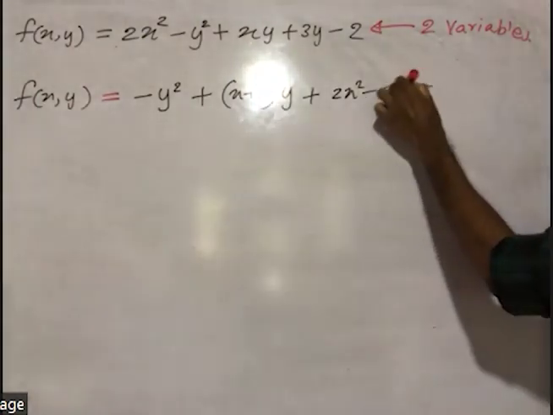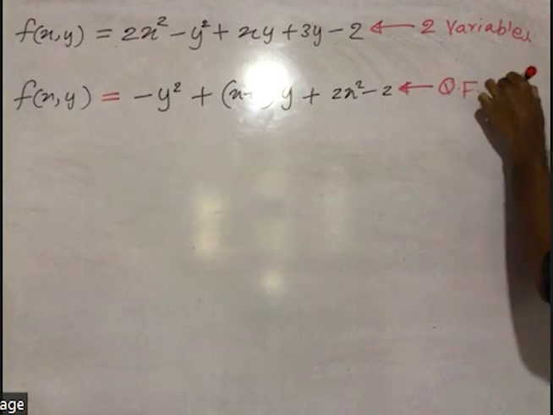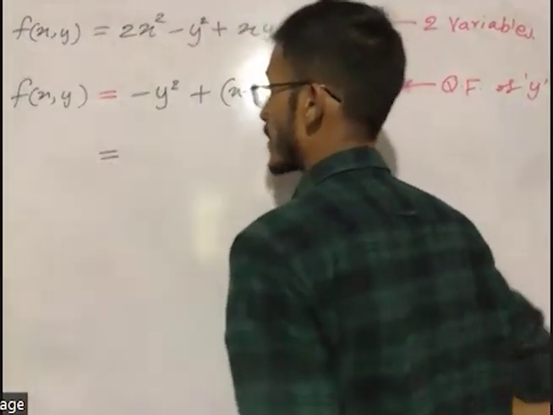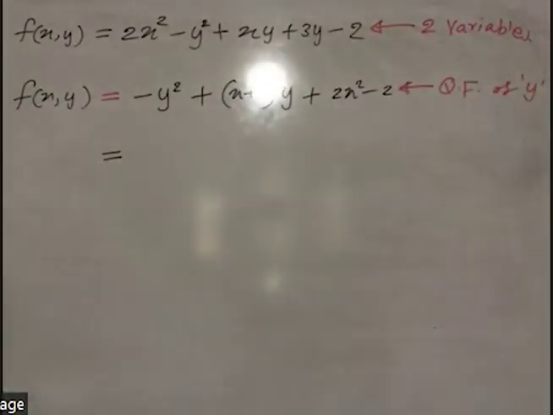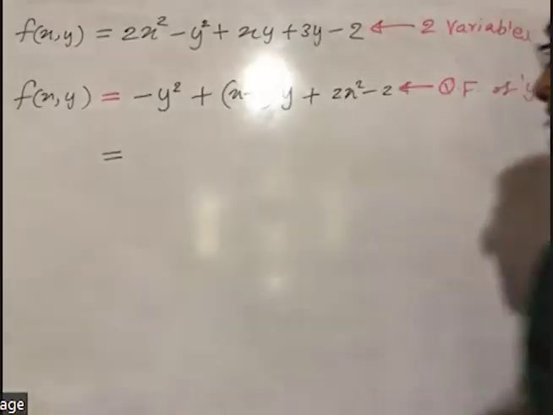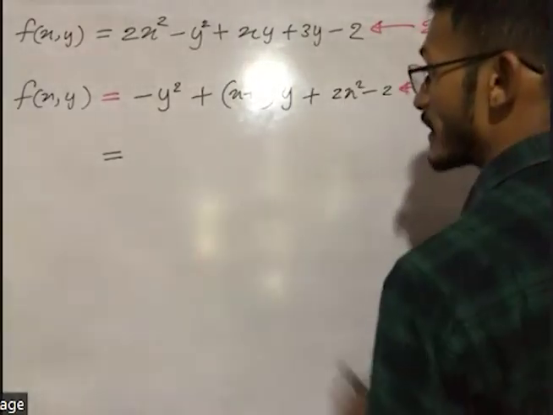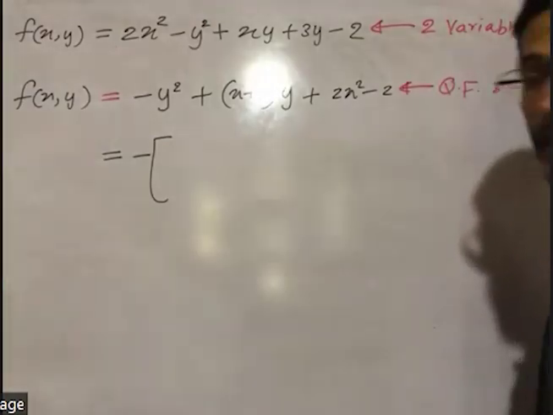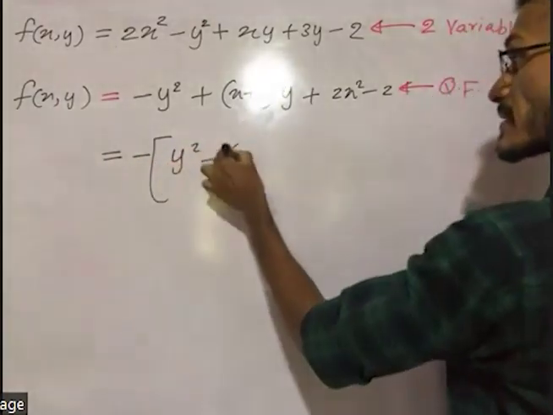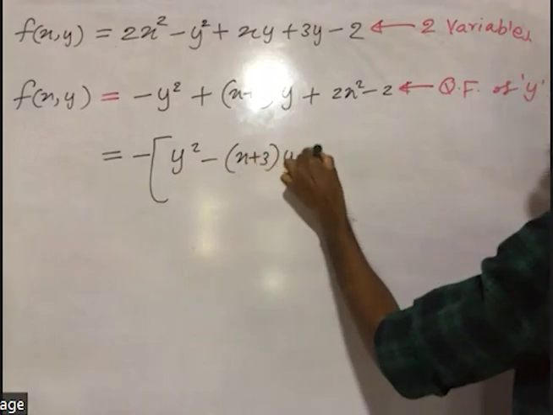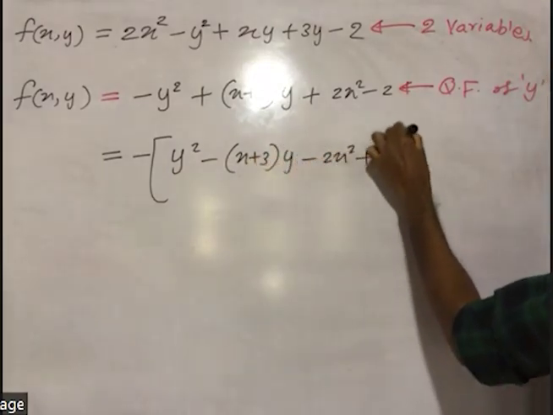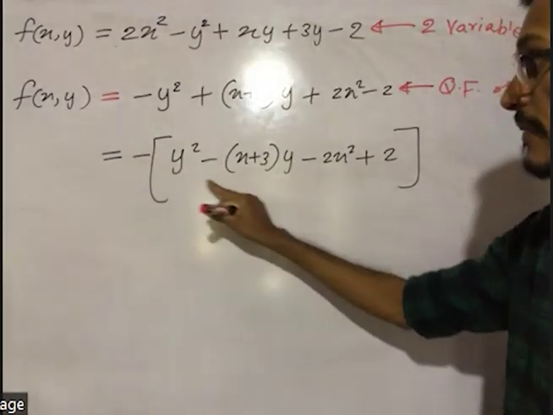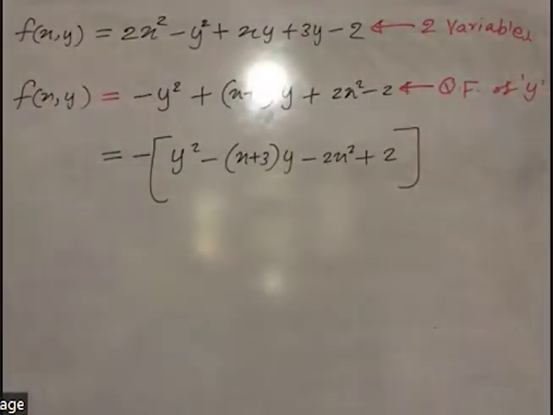Now this is a quadratic function of y. If this is a quadratic function, you can use the completing square method to simplify. Now look at this. I am taking the minus sign out of this. If you take the minus sign out, we have y² − (x + 3)y − 2x² + 2. I have taken the minus sign out of the brackets; if you multiply by minus, you will get the same function.